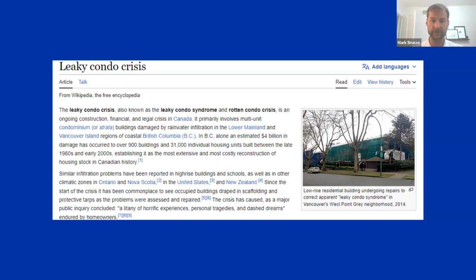The drainage plane and the water shedding ability of these cladding systems is paramount. So there is history of things not working well and not being done properly. And we hopefully have learned from these mistakes, because the issues are still going on and the repairs are still going on. So best practices are very important to keep top of mind.